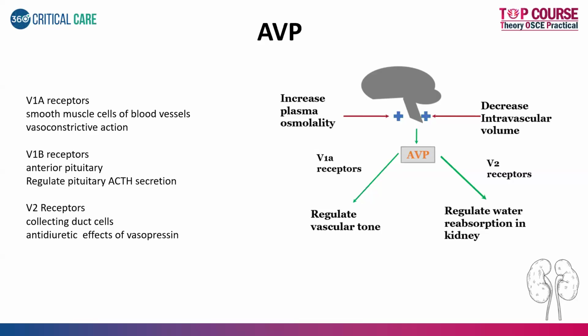The V1 receptors are associated with regulation of vascular tone, whereas V2 receptors are present in the kidneys and regulate both water and sodium reabsorption. V2 receptors are present in the collecting ducts. That is supposed to be understood.